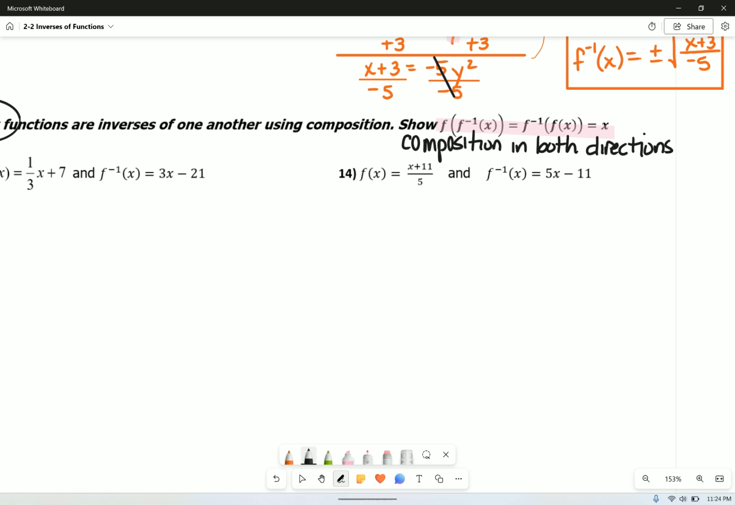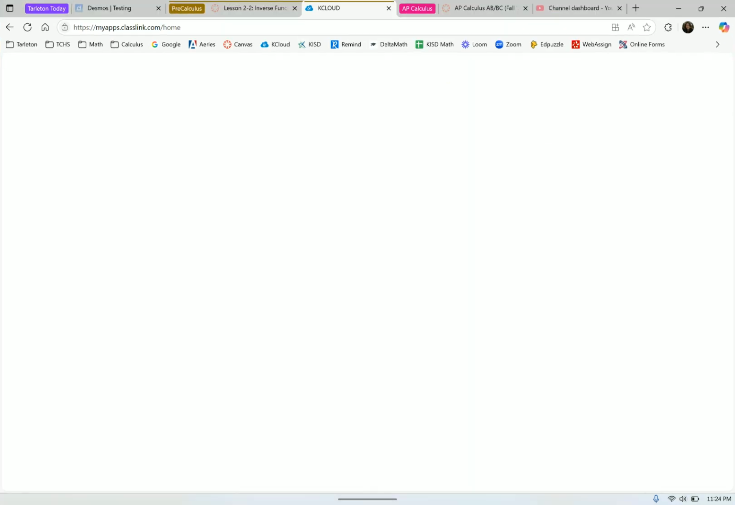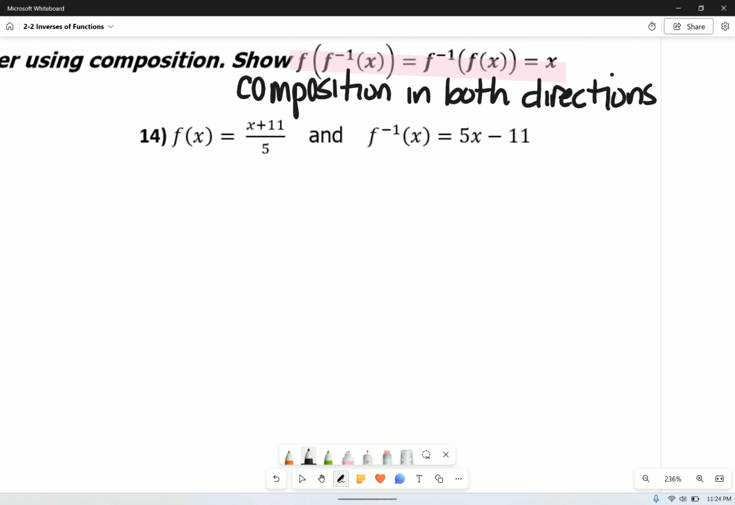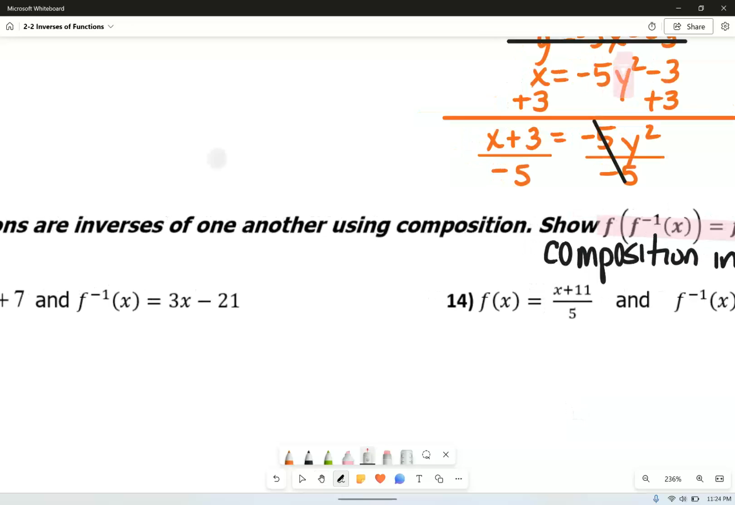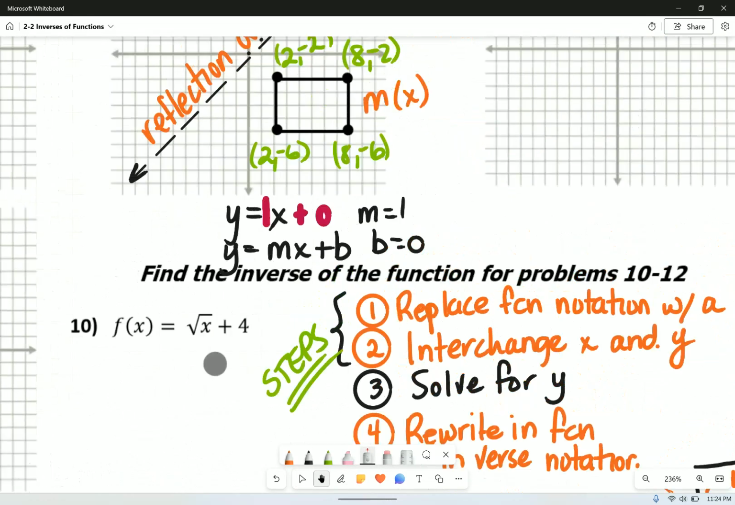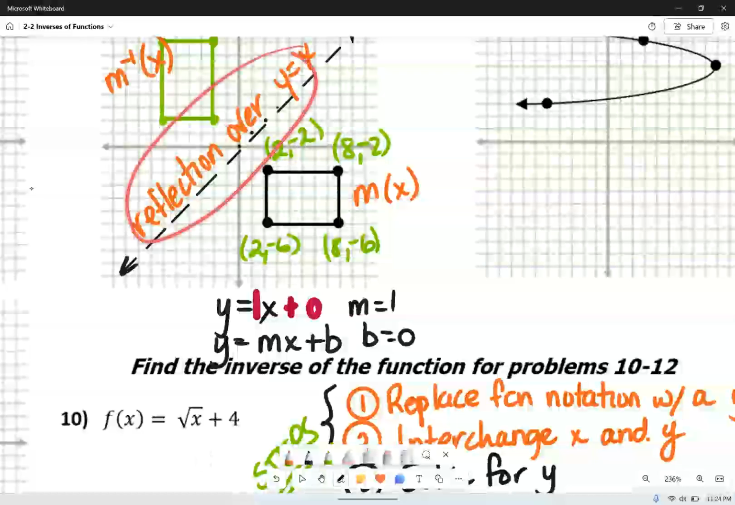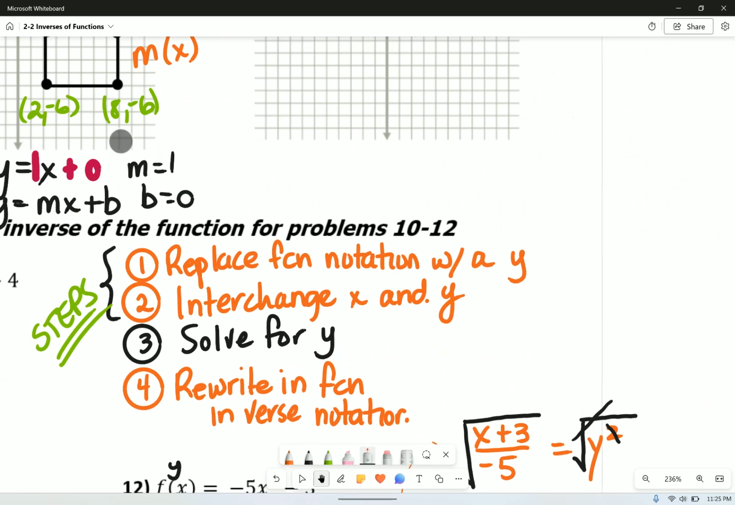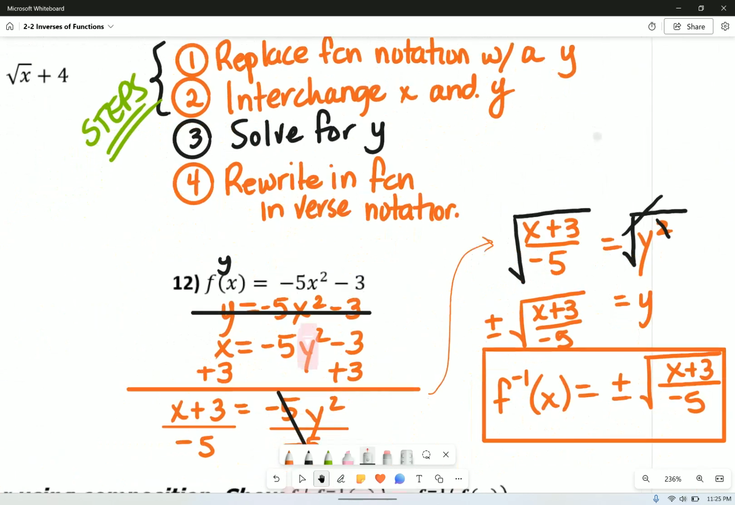Okay, so let's show you how this exactly looks. We're going to do f of f inverse first. We're going to do this piece here first. Oh, and by the way, I did forget to mention, notice that both times when you do it, your answer has to be x. Why does it have to be x? Because inverse is the reflection over the y equals x line, right? This is why it has to be x. It has to be a reflection over y equals x.